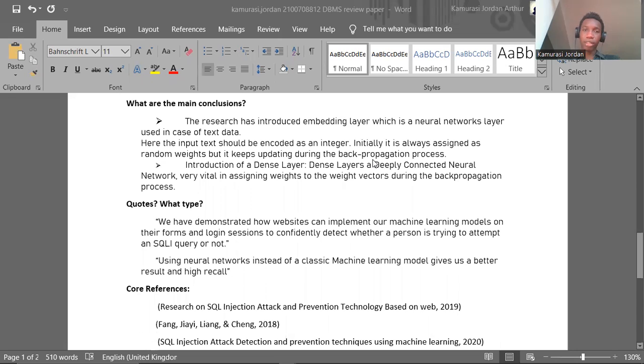The research has introduced an embedding layer, which is a neural network layer used in the case of text data. Here, the input text should be encoded as integers. Initially, it is assigned random weights, but it keeps updating during the backpropagation process. So the embedding layer is a mechanism where, if you have some sentence, each word you map to a specific number, a digit, and then you work with those digits in certain ways.